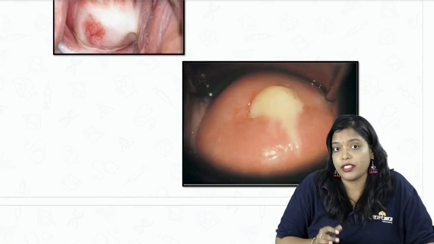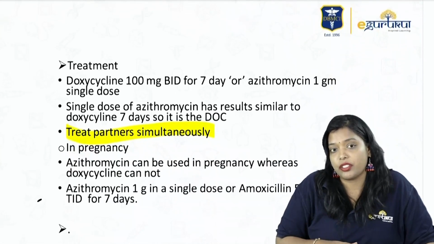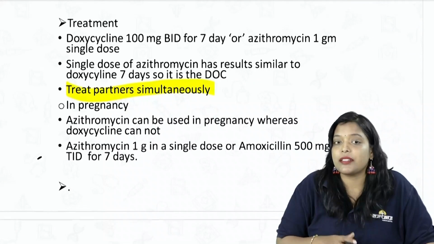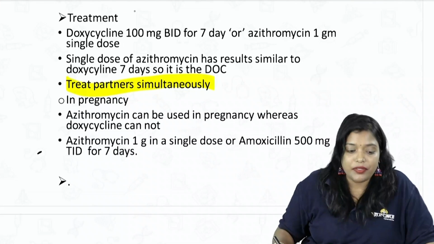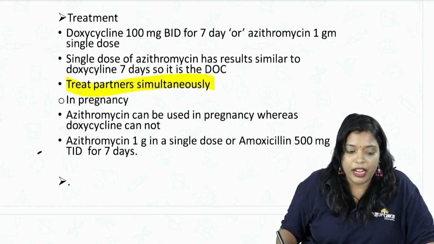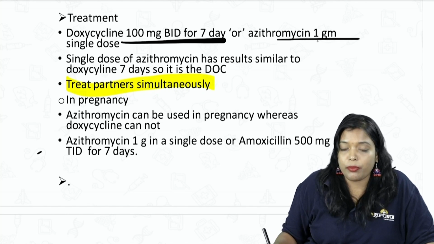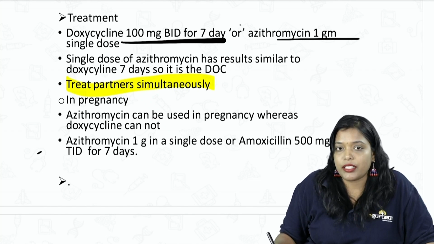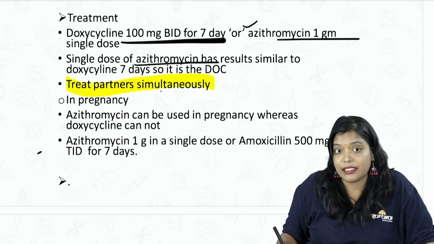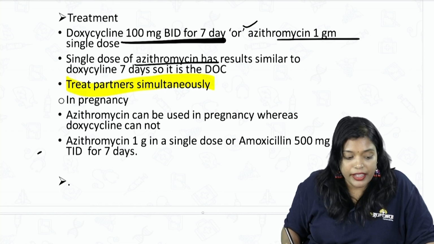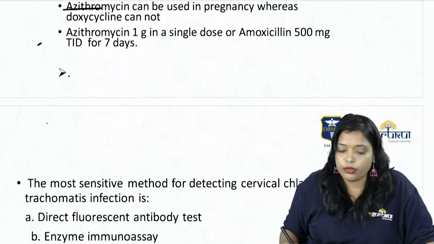What is the drug of choice? You can use either doxycycline or azithromycin, but doxycycline is prolonged. That is why azithromycin is preferred, because it is a single dose. Doxycycline will be 100 milligrams BD for 7 days, whereas azithromycin is only 1 gram single dose. So azithromycin is preferred over doxycycline. Treat both partners simultaneously as this is also an STD. In pregnancy, again, it is only azithromycin. We don't use doxycycline there.